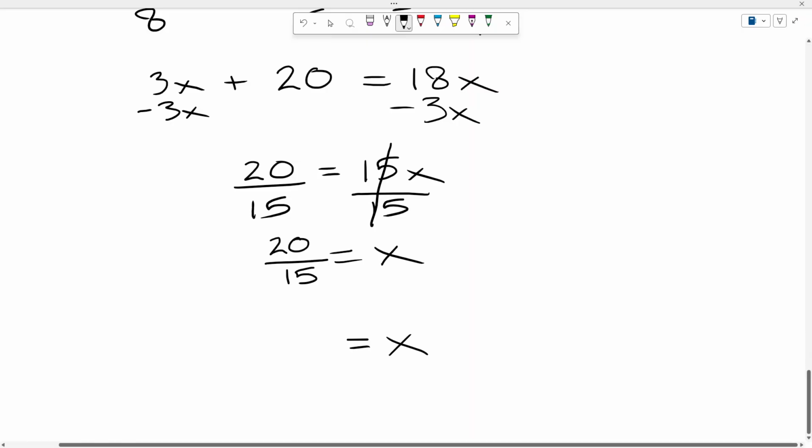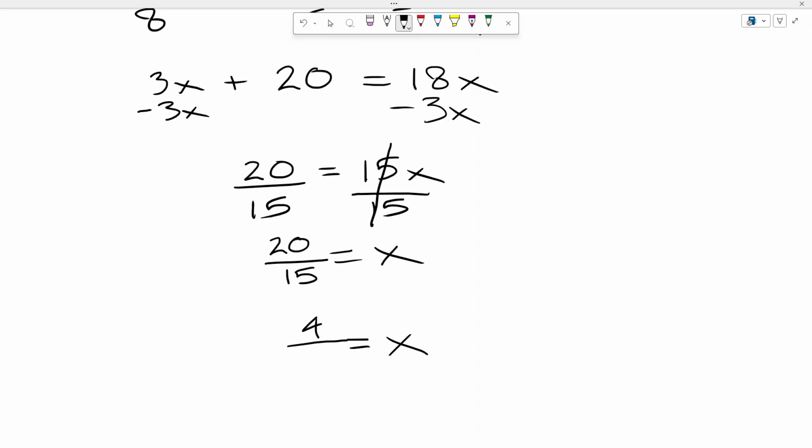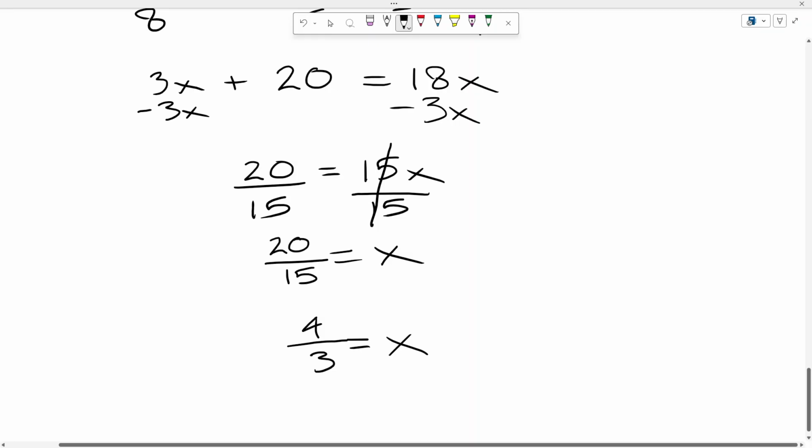So we can take 5 out of both 20 and 15. If we divide the top and the bottom by 5, that would get us to 4, and then 15 divided by 5, 3. This looks like our final answer, simplified. We have x equals 4/3 as our final answer for that one.